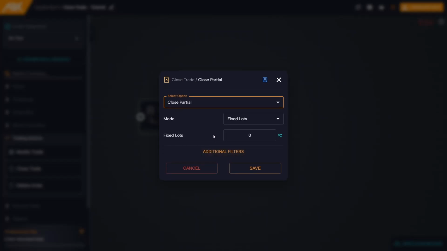In this case, we can choose the mode of partial closure. We can choose to use fixed pips or percent lots. The second option allows selecting the quantity of lots or its percentage. For example, if we have a trade of 1 lot, we can close 0.50 lots, leaving the remaining 0.50 lots open. Similarly, if we choose the percent lots option and input 50, it will close 50% of the current operation.